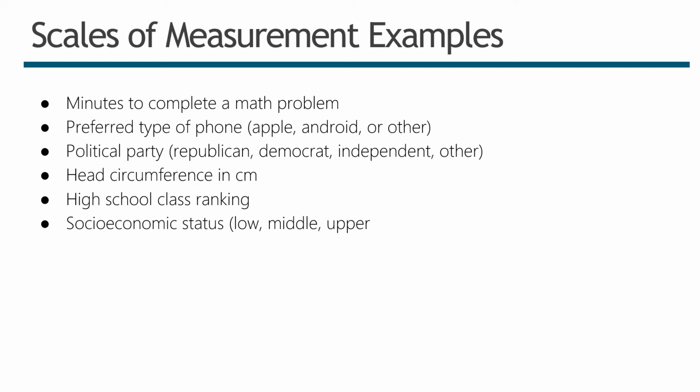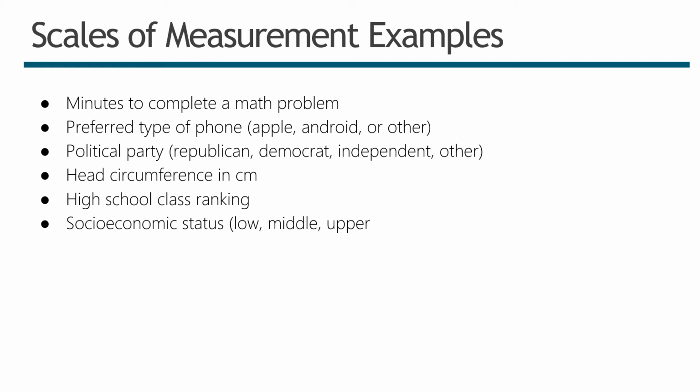Okay, next we have preferred type of phone. You ask people what kind of phone they like. They can say Apple, Android, or other. In this case, this is nominal data. People are in categories. They're in either the Apple, Android, or other category, but there's no inherent order to those categories. One isn't better than the other. People are just expressing a preference and being put into one of those categories.